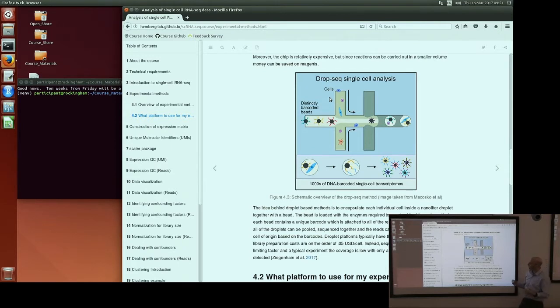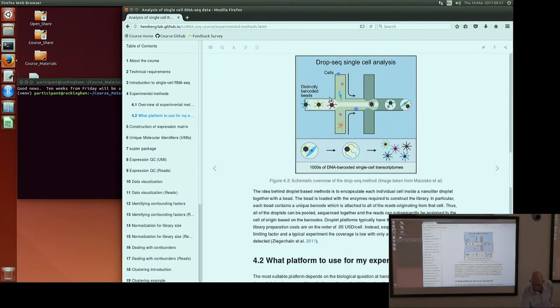And then you can carry out the library preparation inside the droplet. And then you can combine all of the droplets together and sequence everything in one lane, or multiple lanes probably. And because of the barcodes, you can figure out which cell each individual read came from, and hence you can deconvolute the whole process. So that's the clever idea behind that platform.